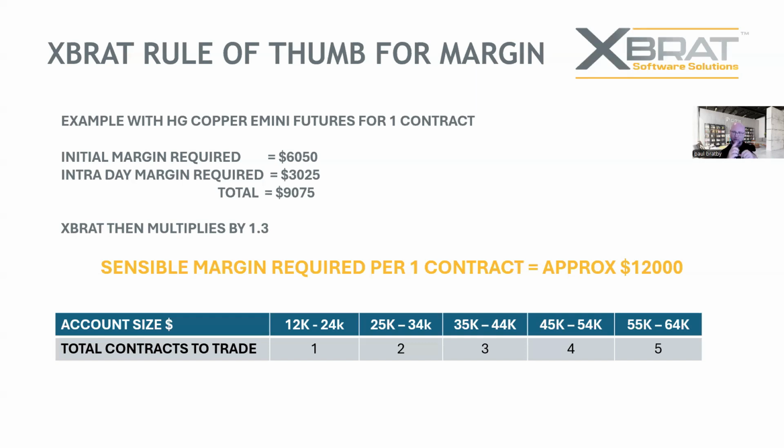12 to 24 is 1. Okay. 25 to 34 is 2, 35 to 44 is 3, 45 to 54 is 4, 55 to 64 is 5. I'm not going to go above that, but you get where I'm coming from here. It's very, very conservative, and I'll tell you why in a little while.